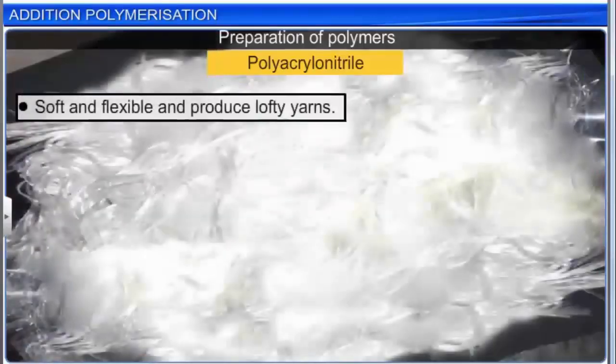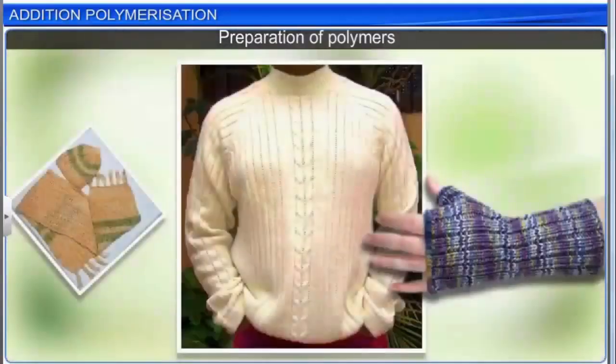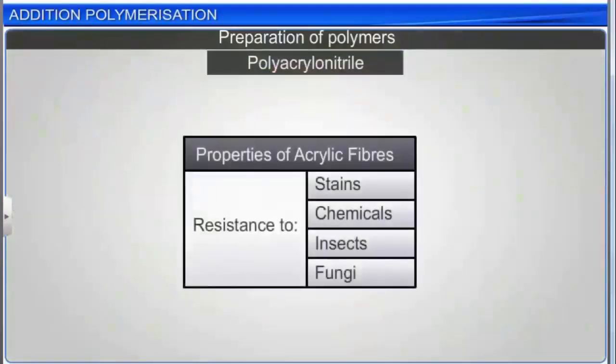These acrylic fibers are soft and flexible and produce lofty yarns. These properties of acrylic fiber closely resemble those of wool. Hence, acrylic fibers are often used to make sweaters and other pieces of apparel. Acrylic fibers have good resistance to stains, chemical, insects, and fungi.